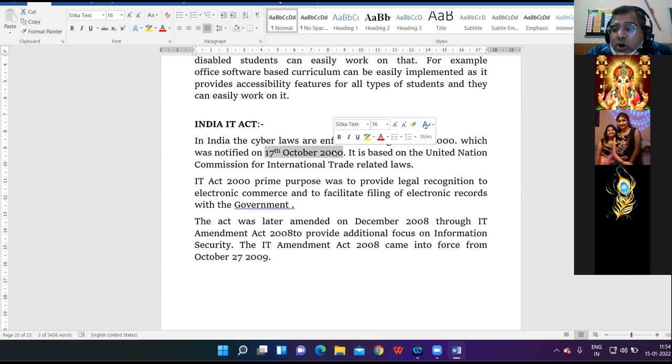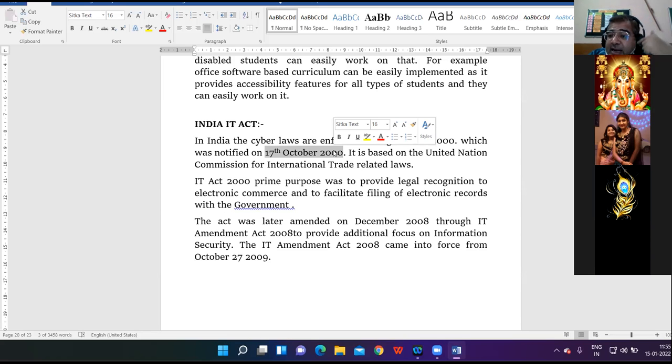Okay. Then what was the main objective behind IT Act? To provide legal recognition to electronic commerce. But what is e-commerce? Online trading, online shopping, purchase and sale of goods and services online. That is called e-commerce. So in order to promote the e-commerce and to give the legal recognition to e-commerce, this act was framed. Okay. And second objective was that while you are running the transactions for e-commerce, whatever paperwork is there, whatever records are there, all those electronic records must be properly and duly filed up with the government.